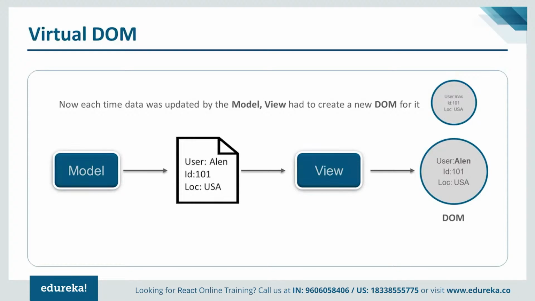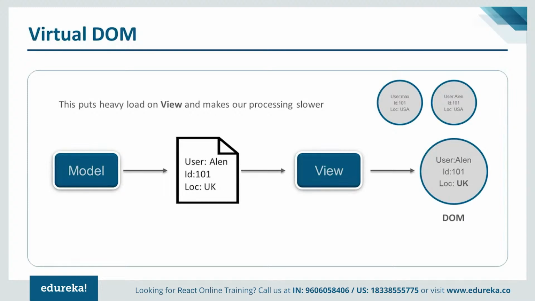Then in the second step, whenever the data is updated by the model, the view has to create a new DOM for it. So the DOM creation process had to happen multiple times, which meant that a lot of additional data structures were created and a lot of memory consumption was also impacted. This obviously puts a heavy load on the view and makes processing slower.